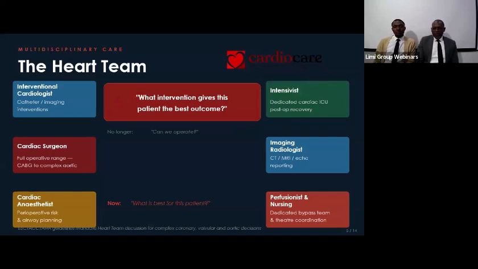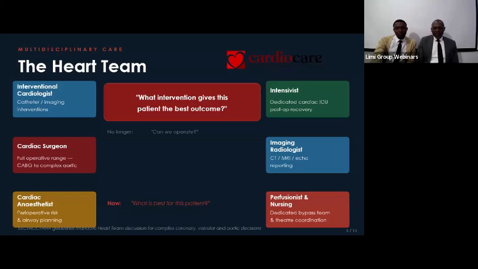So after we've done all these investigations, we have to present the patient to the heart team. And the heart team consists of the cardiologist, the cardiac anesthetist, the perfusionist and the nursing team, the imaging people, and of course the cardiac surgeon himself.